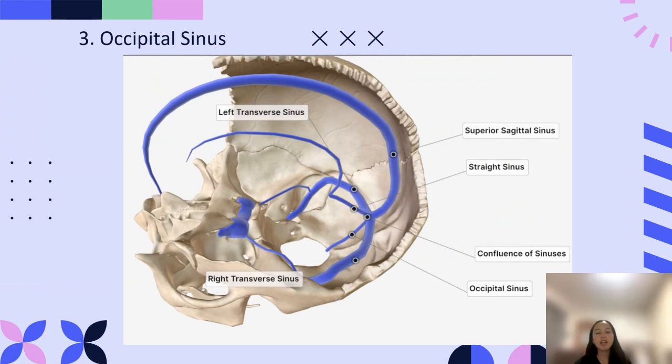Next would be the occipital sinus. It is a small sinus and occupies the attached margin of the falx cerebelli, and it begins near the foramen magnum, so here, and drains into the confluence of the sinuses. So it goes from the foramen magnum to the confluence of sinuses. This is the occipital sinus.